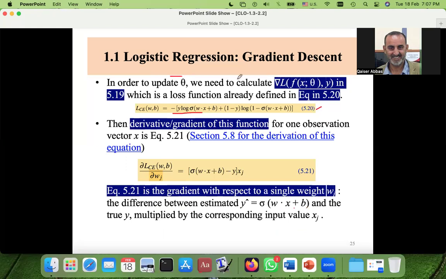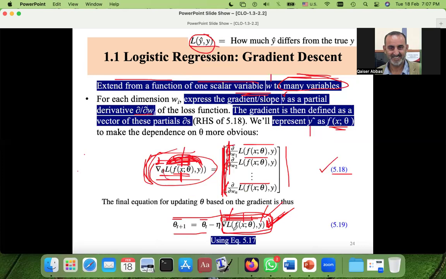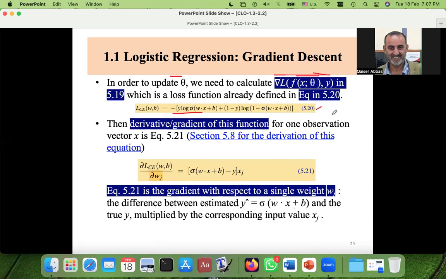And for this, we have to focus on this part, which is the gradient of L. And this f of x theta is what? Y cap. Here in this portion, this is y cap, as I told you from this given information. So this is the loss function, and it is already defined in equation 5.11.